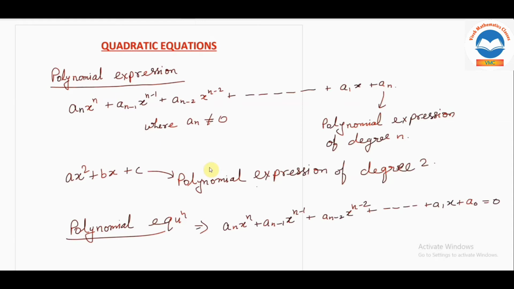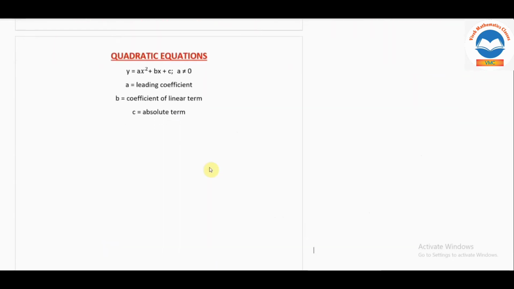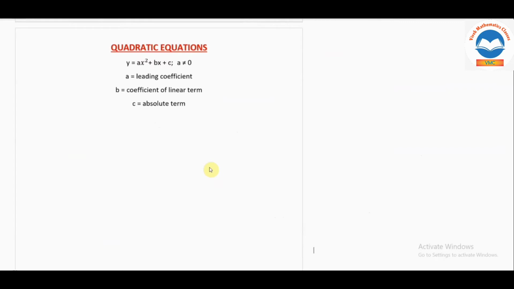Same like this, what will be your quadratic equation? It will be ax square plus bx plus c equal to 0. Here also a should not be 0. If a will be 0, then it will become a linear equation. Next, what is a quadratic equation? y equal to ax square plus bx plus c is a quadratic equation.